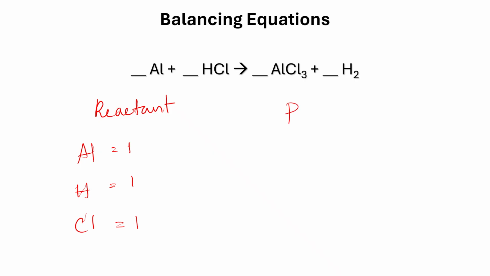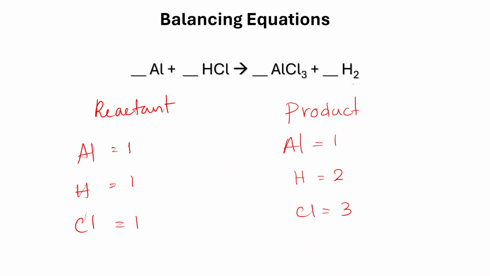On the product side, you have aluminum, just 1 aluminum, and there are 2 hydrogens because it's diatomic, and 3 chlorines. According to the chemical formula for aluminum chloride, there are 3 chlorines. By looking at the chemical equation, you can see that aluminum is balanced. But let's see how we can balance the other atoms. There are 3 chlorines and 2 hydrogens.